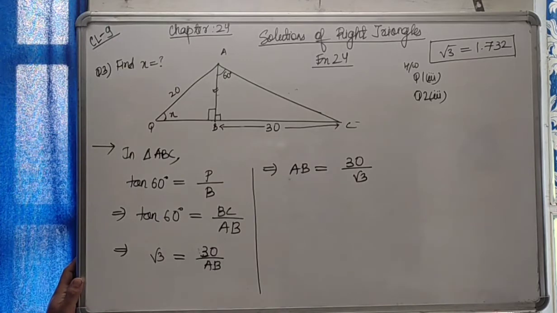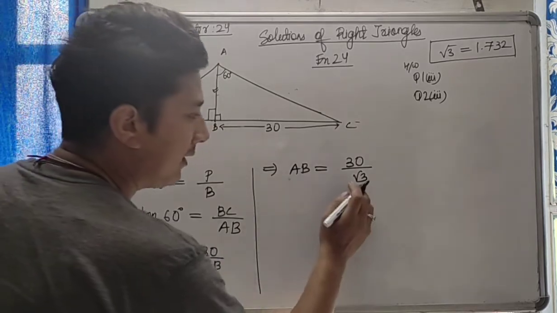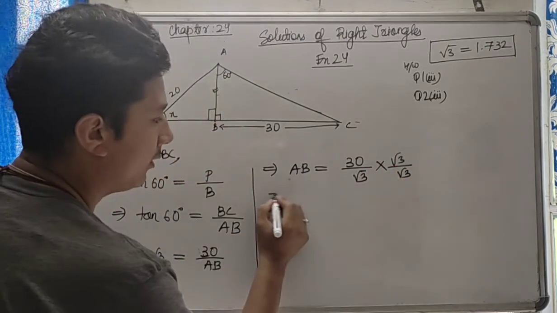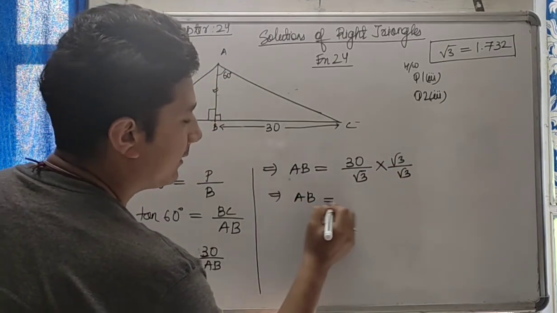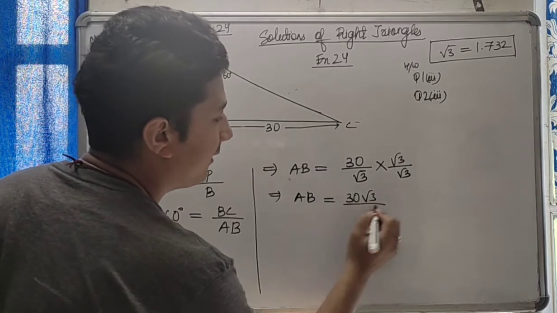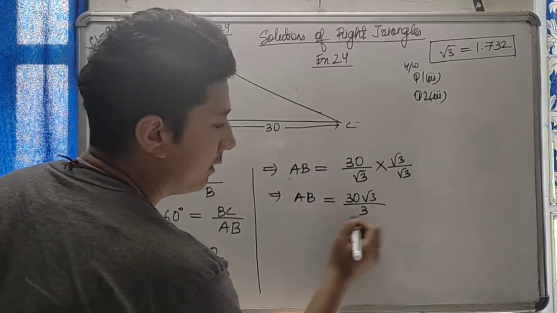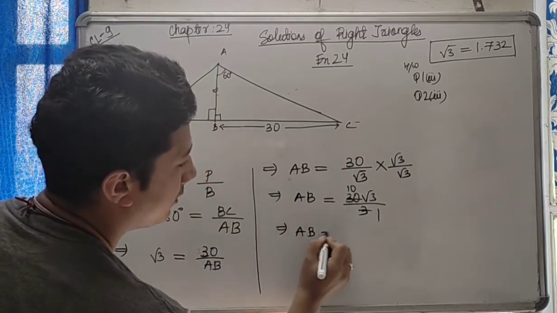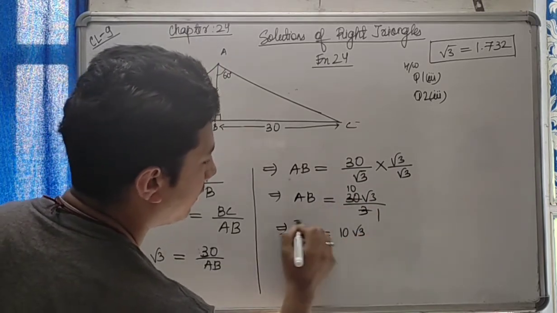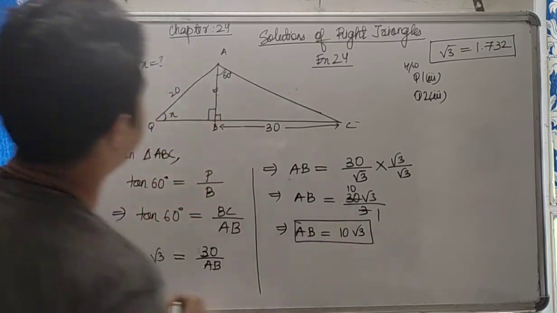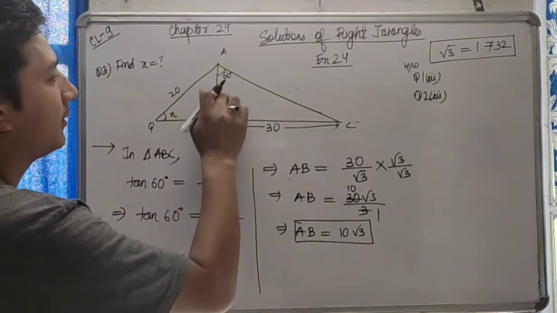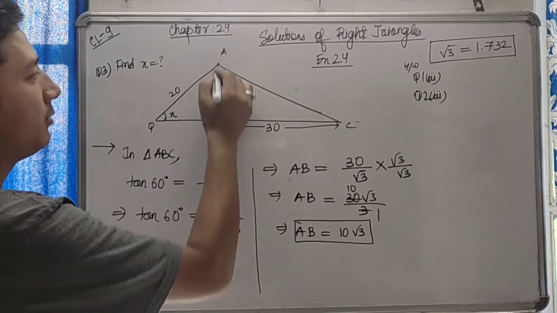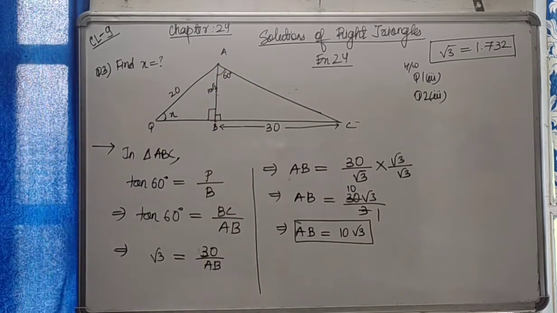Here I will rationalize it, multiply by root 3 and divide by root 3. So that will give me AB as 30 root 3 divided by root 3 into root 3, which is 3. So 3 ones are, 3 tens are. So the value for AB is how much, boys? 10 root 3 is the value for AB. So this length AB is 10 root 3. From here to here is 10 root 3. I hope you're clear with this, boys.